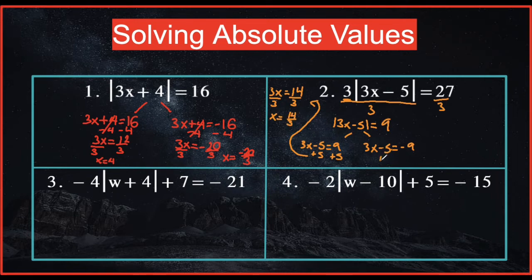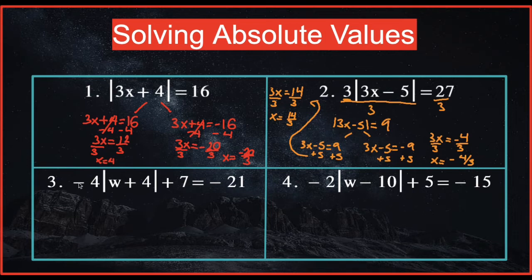On the other side, we need to add 5 on both sides. And we're going to get 3x equals -9 plus 5 is -4. And if we divide each side by 3, we're going to get x equals -4 over 3.